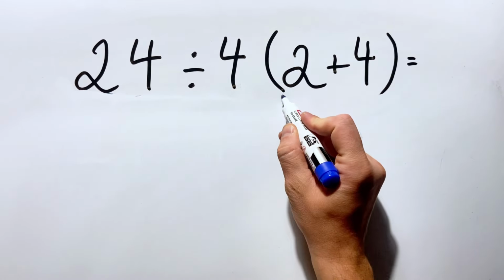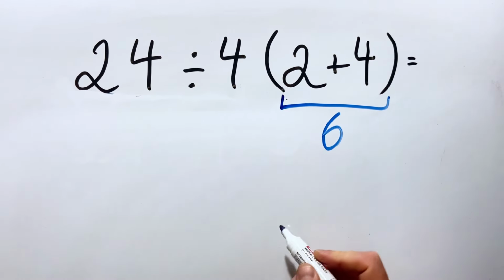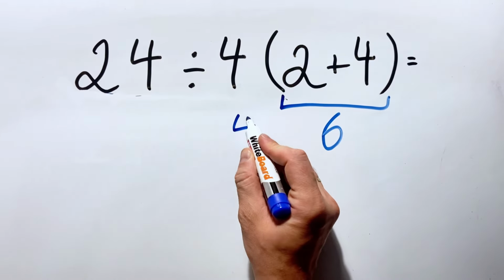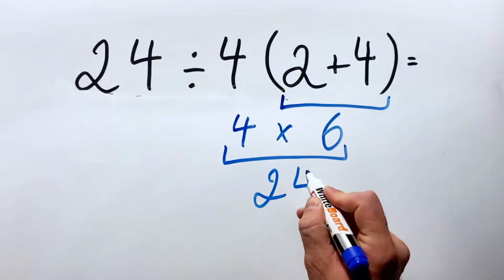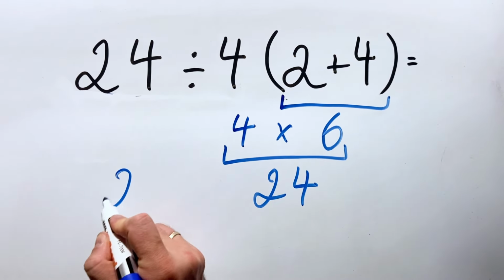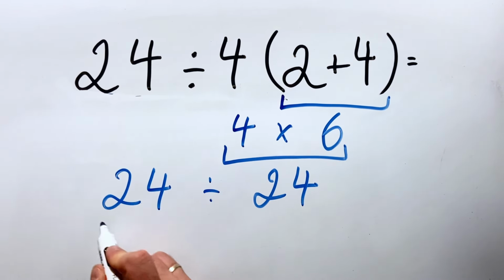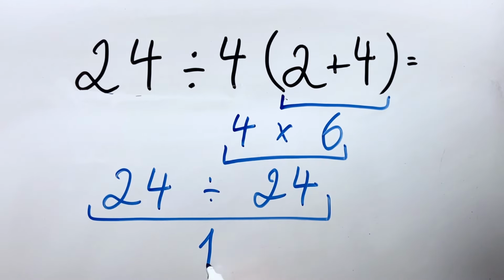2 plus 4 is 6. 4 multiplied by 6 equals 24. And we get 24 divided by 24 is 1. But this answer, of course, is not correct.